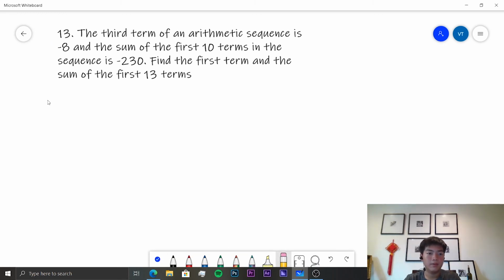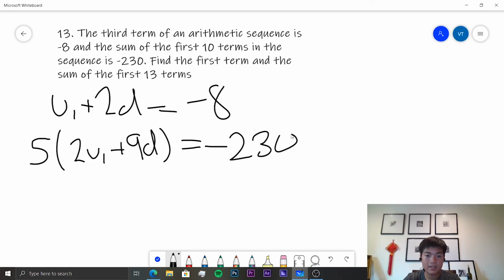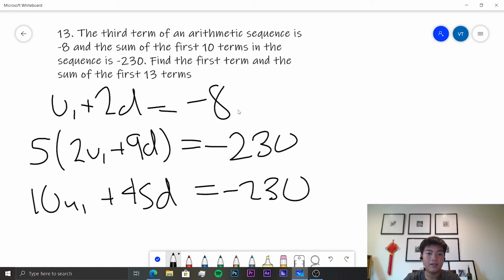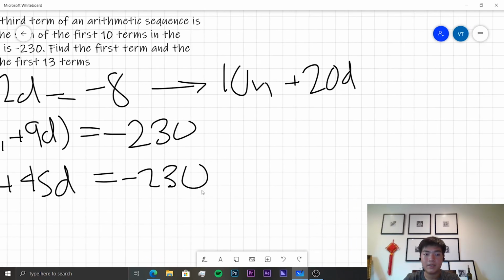So what do we know? We know that the third term is equal to negative 8, sorry. And the sum of the first 10 terms is negative 230. So the sum of the first 10 terms is also equal to 5, remember 10 over 2, times 2u1 plus 9d, and this will be equal to negative 230. That's what they're saying. So we have 10u1 plus 45d is equal to negative 230. We can multiply the other equation by 10, so we have 10u1 plus 20d is equal to negative 80.